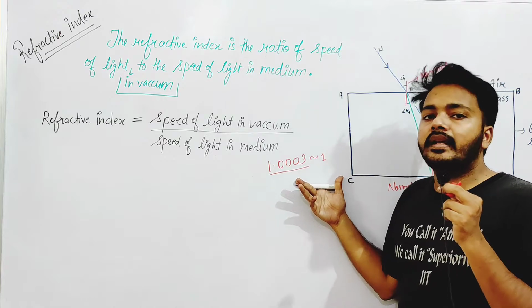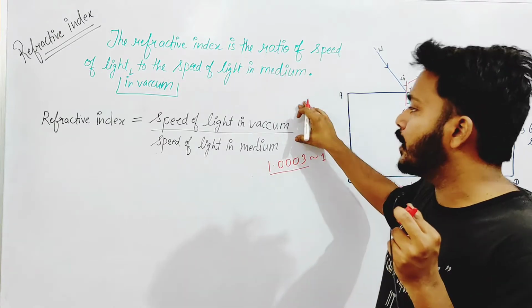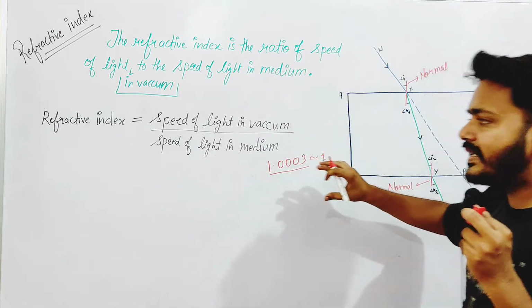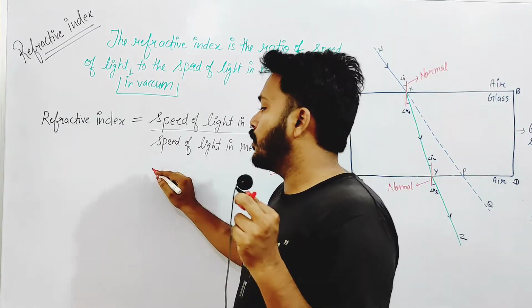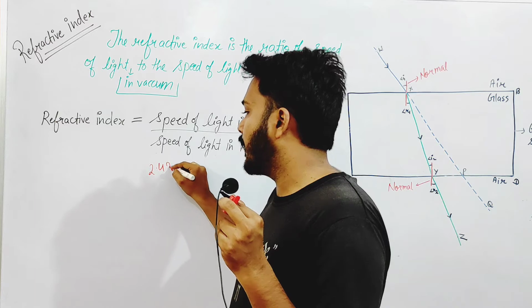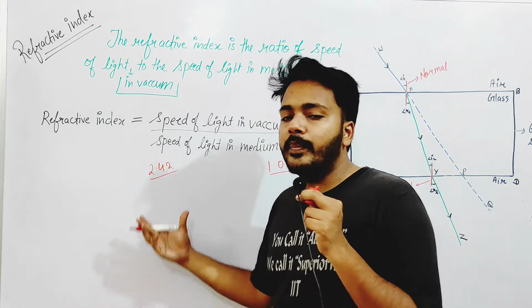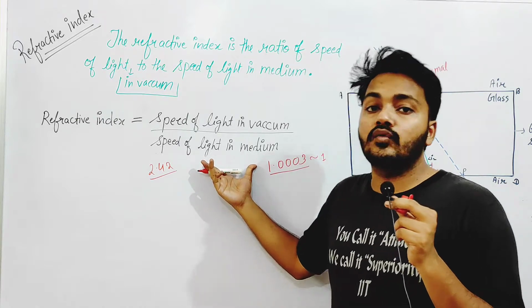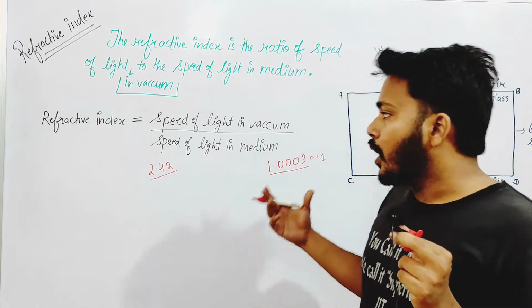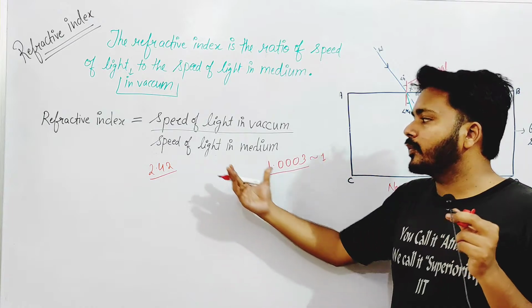This type of value can come only if the speed of light in vacuum is very similar to the speed of light in the medium. The refractive index value of diamond is the maximum, 2.42. This is a very big value. This can happen if the denominator is very small. We can also check the value of the speed of light.